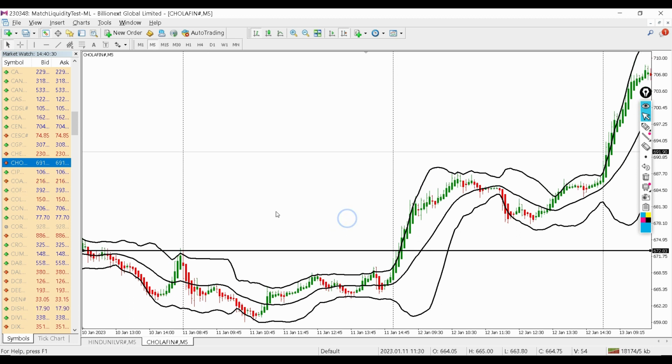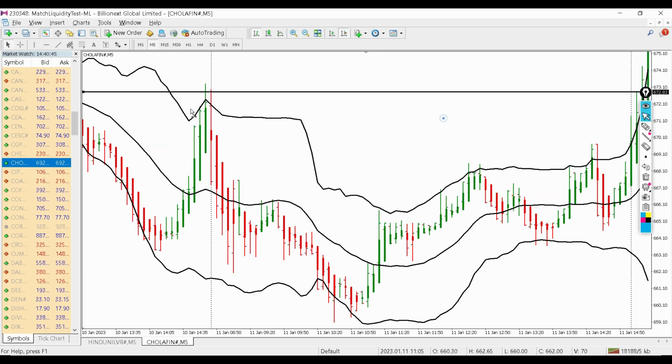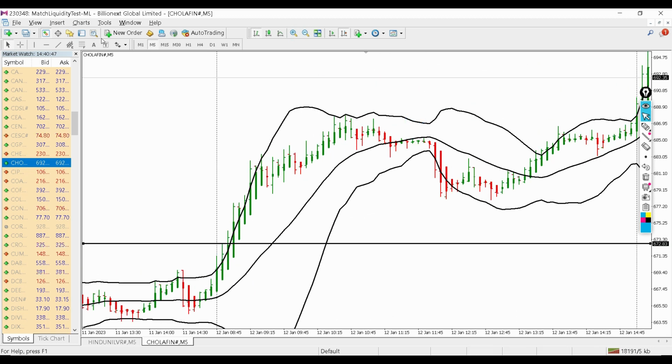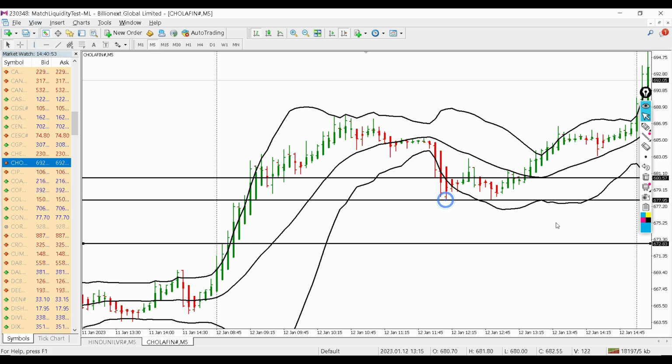Once the high is taken off on 12th of January, as discussed, we'll wait for a series of red candles. Once I get a series of red candles here at the lower end of my Bollinger Band, as soon as after the series of red candles I get my first green candle, that will be my entry point. Here, this was my entry candle, the green candle, and the low of the series of red candles will be my stop loss.